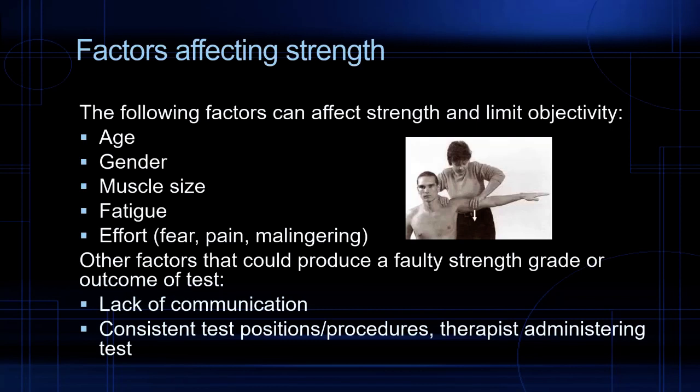So this is a big one here. Some other things that can produce a faulty strength grade or a poor outcome of a manual muscle test. If the therapist is not communicating accurately what they want the patient to do. So I'm going to have you guys practice saying good cues like hold here, don't let me push you down, hold strong. You have to practice exactly what you want the patient to do.